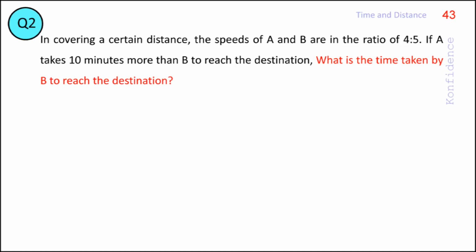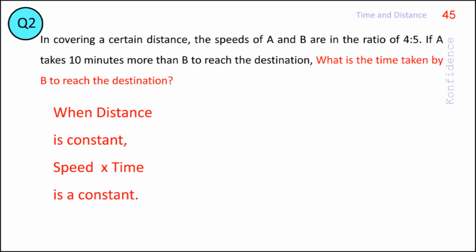In problems of this kind, if you could identify the variable that is constant, it would be very easy. It is clearly mentioned in this question that A and B are covering the same distance. So we can equate the distances here. We know that distance is speed into time. So the distance traveled by A equals speed of A into time taken by A. Similarly, distance traveled by B equals speed of B into time taken by B. Since the distance traveled is the same in the case of A and B, we can equate the two.